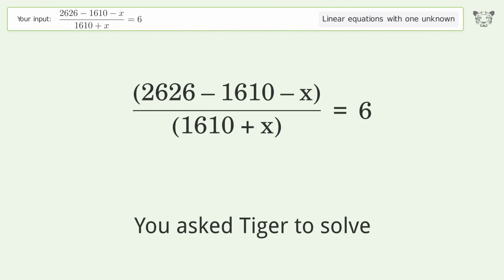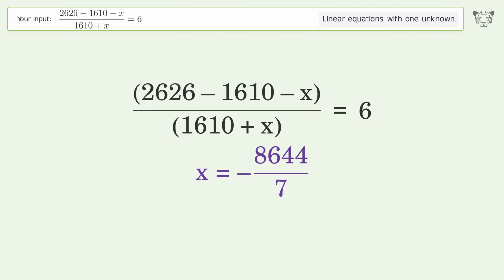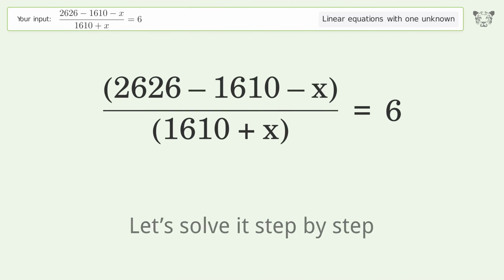You ask Tiger to solve this. This deals with linear equations with one unknown. The final result is x equals negative 8644/7. Let's solve it step by step.